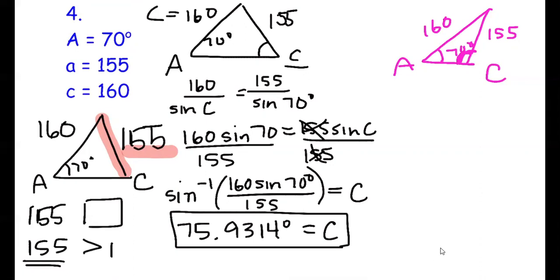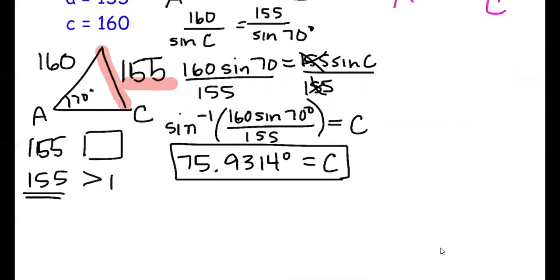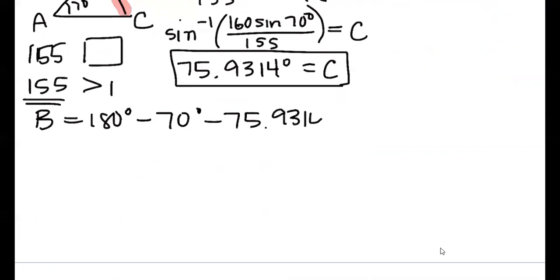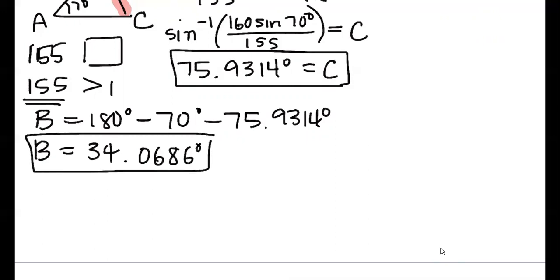Okay, the other thing we have to find is angle B and side B. How do we find that? If we want to find angle B, there's 180 degrees in a triangle. We started with a 70-degree angle for angle A, and we just found angle C to be 75.9314 degrees. So that means angle B is 34.0686 degrees.